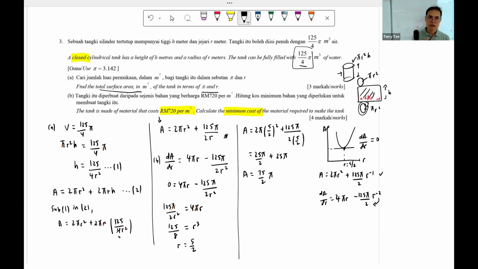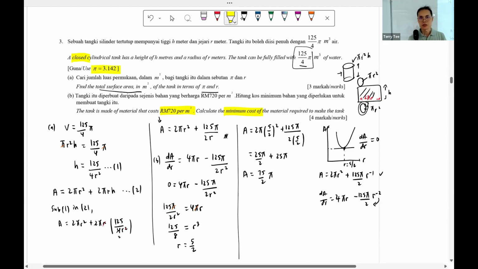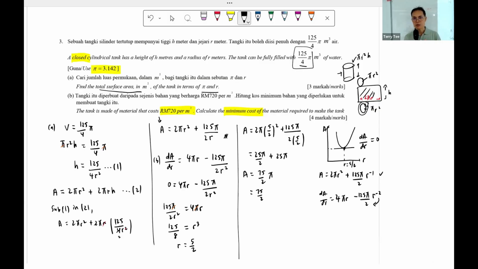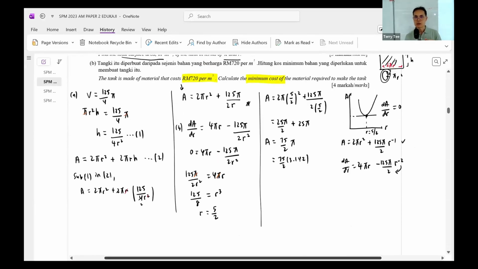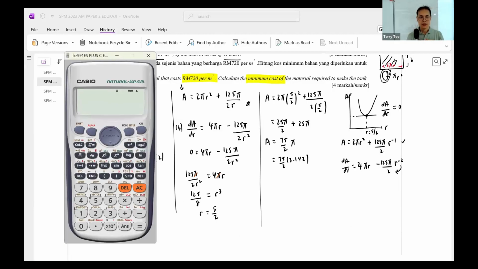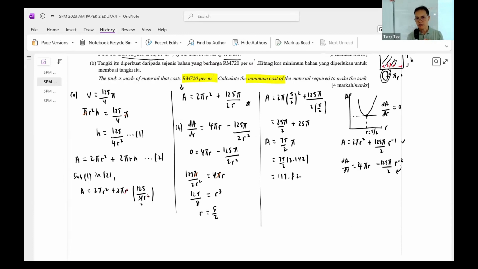All right. Now, here, remember, in SPM, they will always ask you to use 3.142. So we can calculate first, change to decimal. Okay, change to 3.142, decimal. Let's count. I need a calculator here. This one must use calculator. Okay, I'm going to type in 75 over 2 times 3.142. So this is my surface area. You can change to decimal, 117.825. Okay, this is your area in square meter.